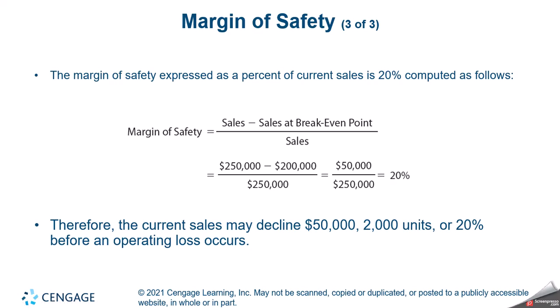If we wanted to express that as a percent, we would take our $50,000 margin of safety and divide it by our sales and then get a percentage.